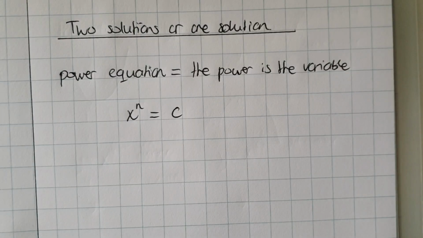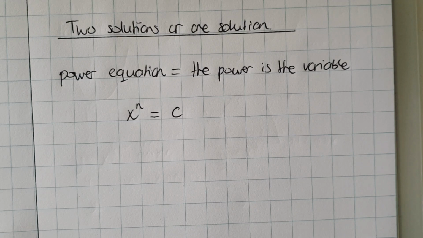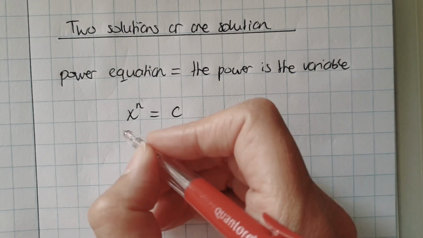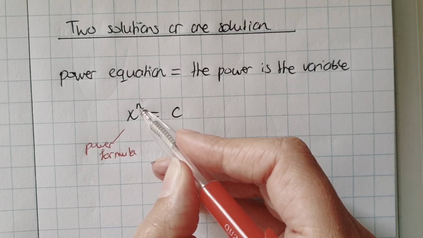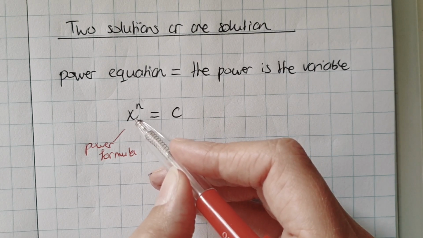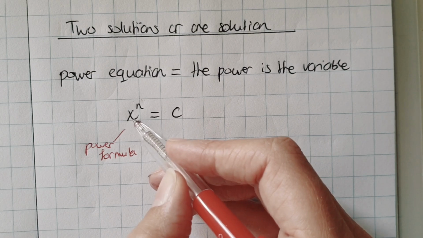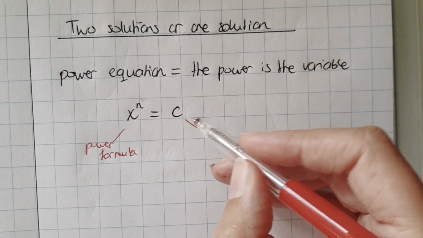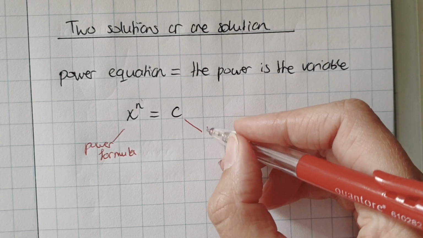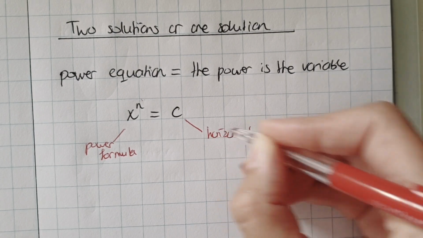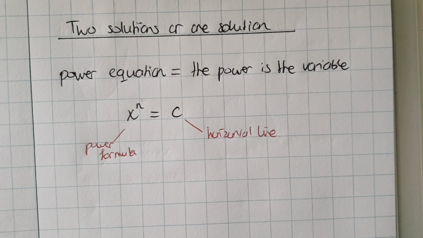Okay. 2 solutions or 1 solution. Well, before I start with that, I have to explain that a power equation means that the base is the variable. So this is a power formula, and n is a number, and then x is the variable. So when the base number is the variable, so the letter, then you can talk about the power equation. And this can be any number, just a number, no letter attached, and then it's a horizontal line. Do you remember? When it's only a number, it doesn't have a letter, that means there's no gradient, so the line doesn't go up, it doesn't go down, it's just a horizontal line.